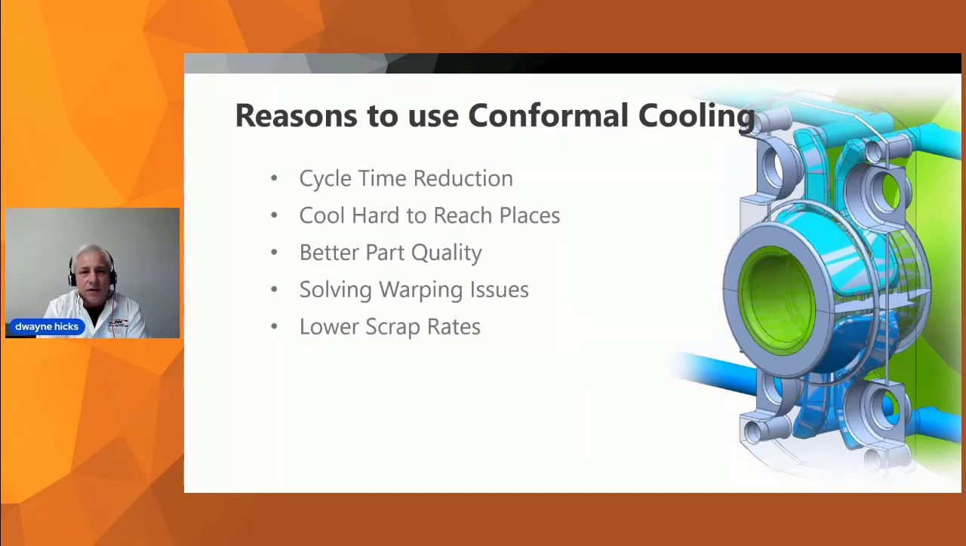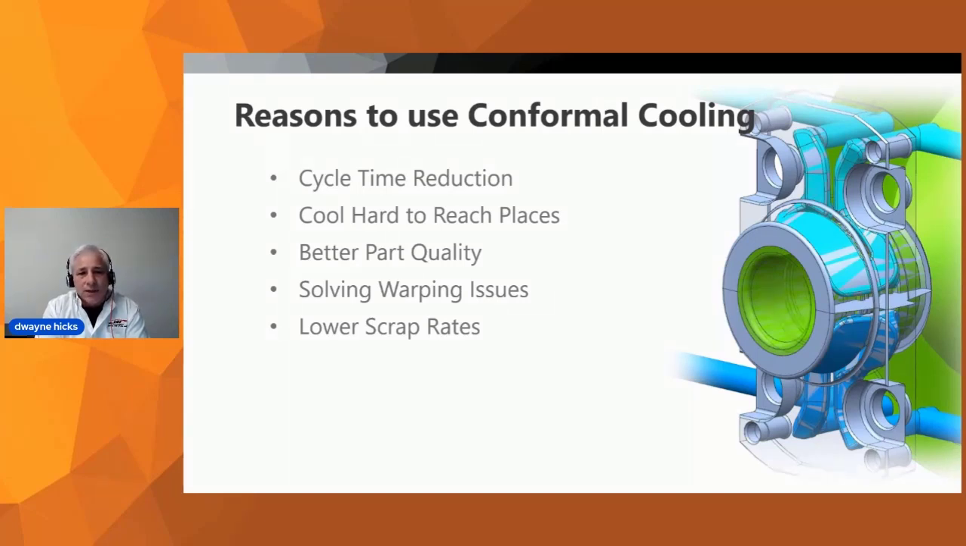Hard to reach areas are another reason manufacturers want to use conformal cooling. Standing core features are our second biggest request for design of DMLS. Core features have always been a challenge to cool, and to be able to cool closer to the part surface has made it possible to increase production capabilities.